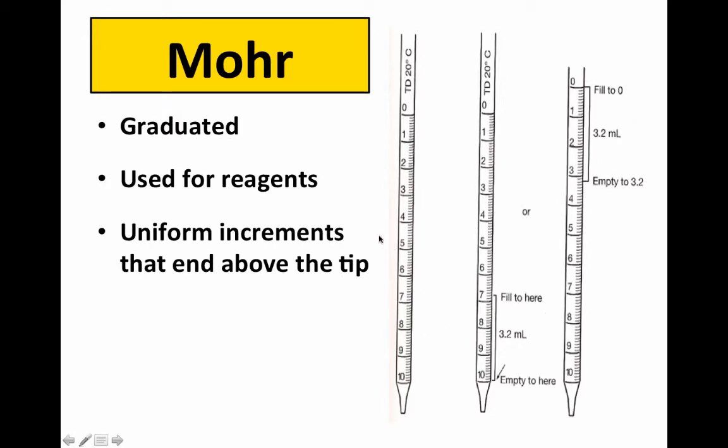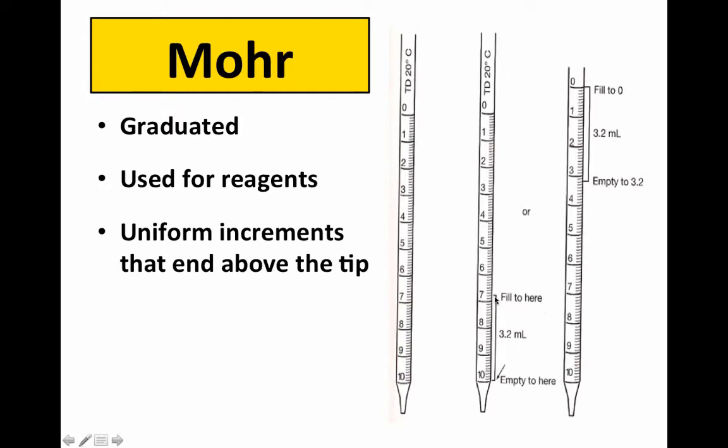And if you notice in a Mohr pipette, the increments go from the top all the way to the bottom, except they stop right before the tip. So when you're dispensing fluid from a Mohr pipette, you do not dispense the liquid in the very tip of the pipette. That would be an inaccurate amount of fluid. You have to catch yourself right before the bottom.